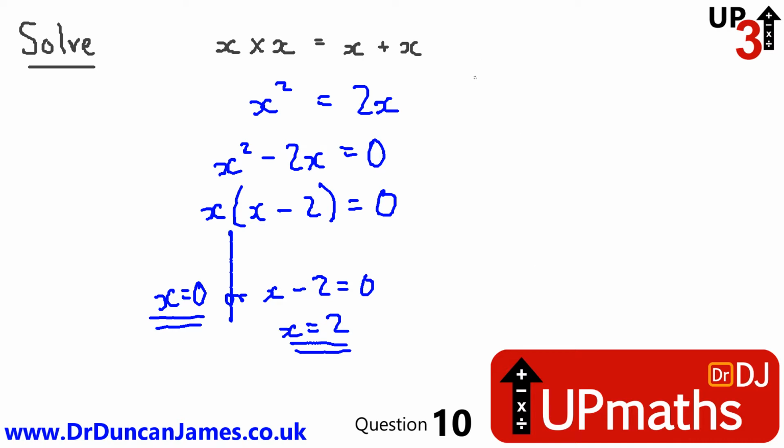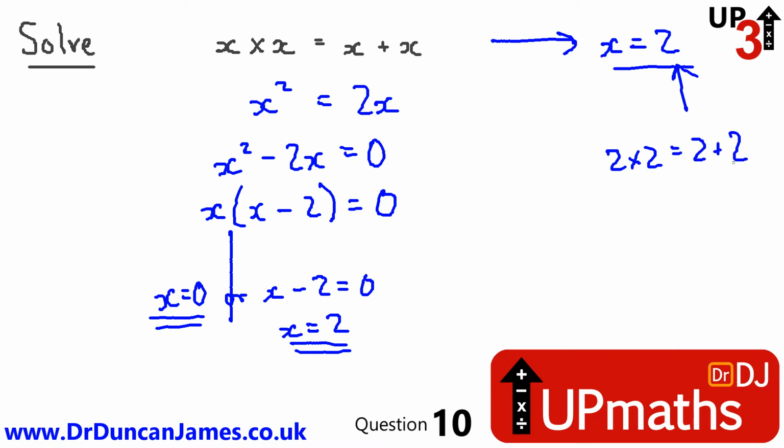If you spotted that really quickly, well done. You might have just immediately decided that x was 2, because there's a really neat rule for 2, which is that 2 times 2 equals 2 plus 2. So it's a pattern that doesn't exist really for any other numbers.